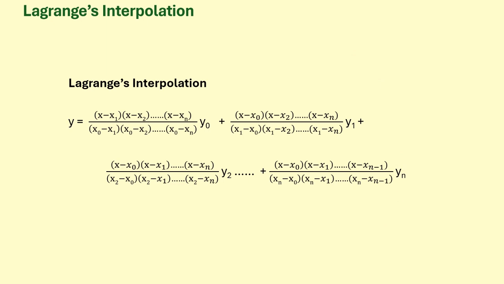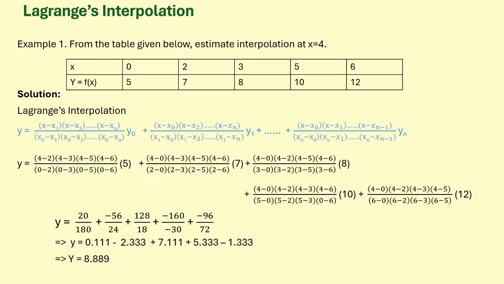Let's understand with an example. This is a table given here. We have to estimate the interpolation at x is equal to 4. So here this is x naught, x1, x2, x3, x4, and this is y naught, y1, y2, y3, y4. This is Lagrange's formula. Now we have to substitute it. So here x is 4.